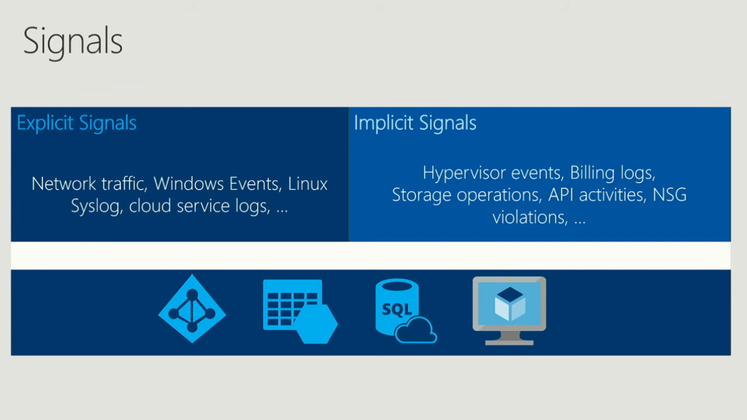However, there's another set of signals that we like to call implicit signals. These are signals that are generated indirectly from an operation you did, like the things I described. For example, when you did a memory operation, the hypervisor generates a set of traps. When you hang the process, billing increased a little bit. When you stored something in your VHD, the storage account generates a couple of logs. Think about it. Everything you do when you're running on a managed service affects different services. It's a huge opportunity to collect signals.